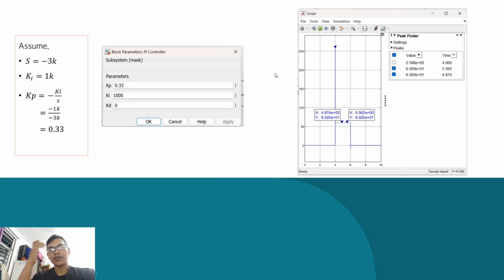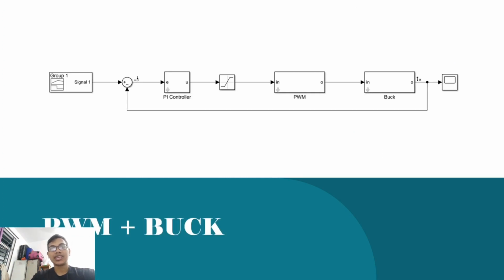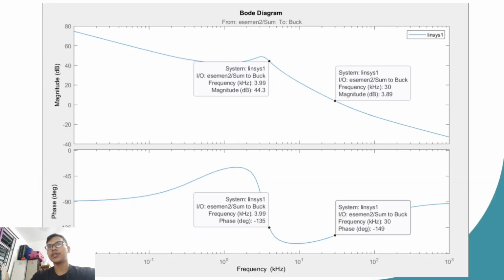Okay, then after we get the waveform, we will use a linearization waveform function to get a Bode diagram. As we can see from the Bode diagram, we will find the frequency that we use inside the manual calculation that equals 30 kHz. And as we can see, the phase difference is equal to negative 149 degrees. So that negative 149 degrees is an unstable value.